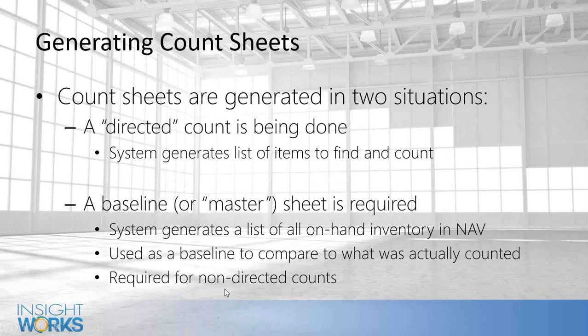So you have to use it for non-directed counts. For directed counts, it's not a bad thing to do anyway, just to make sure when you generated those count sheets, you didn't miss anything. But there is also an uncounted parts report you can run for directed counts to make sure that all the filters and everything you set up actually covered all of the products you want to count.